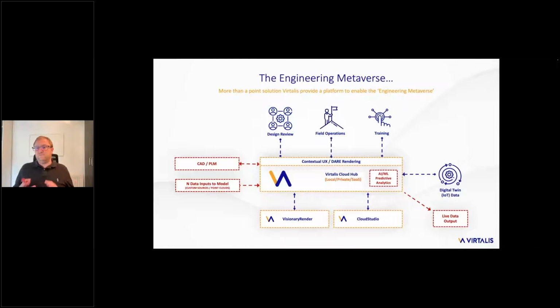So this is a very high-level diagram of how our solutions are currently geared and positioned to take advantage of the metaverse and the virtual world. In the center, as we term it, we have the Virtalis Cloud Hub. That is where all the information and data that comes from the various different inputs and sources, be it from CAD and PLM, from digital twins, from point cloud information, or even custom data sources, are tagged and brought into this environment.